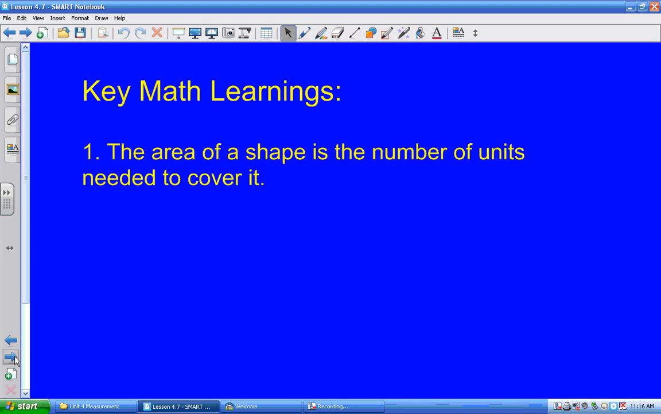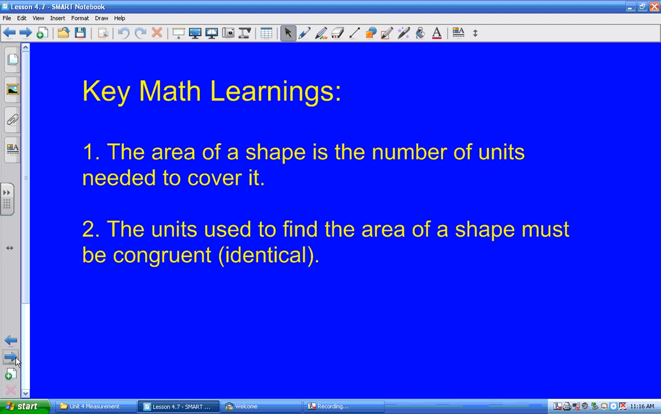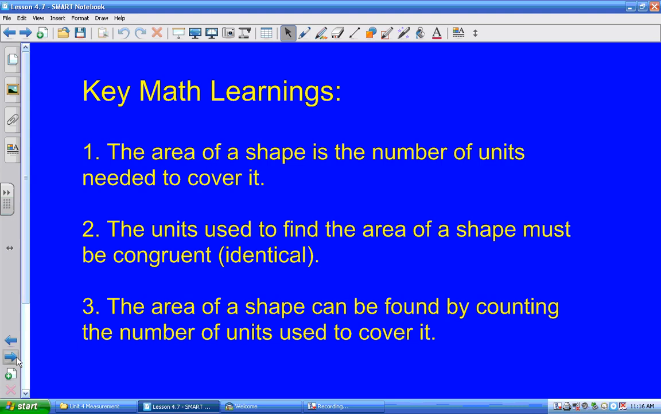The first one is the area of a shape is the number of units that are needed to cover it. And we'll talk about what a unit is in a minute. The units used to find the area of a shape must be the same exact size. They have to be what's called congruent or identical. And the third one, the area of a shape can be found by simply counting the number of units that are used to cover it.